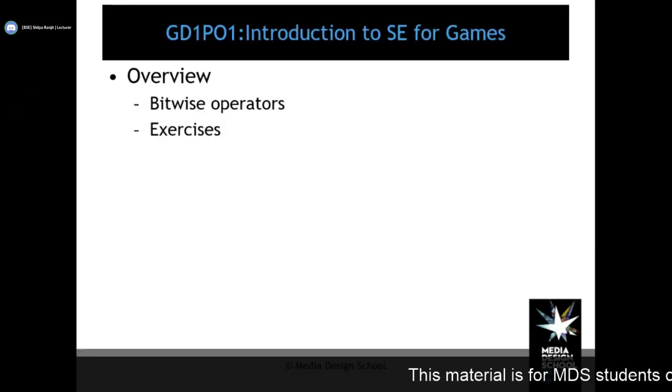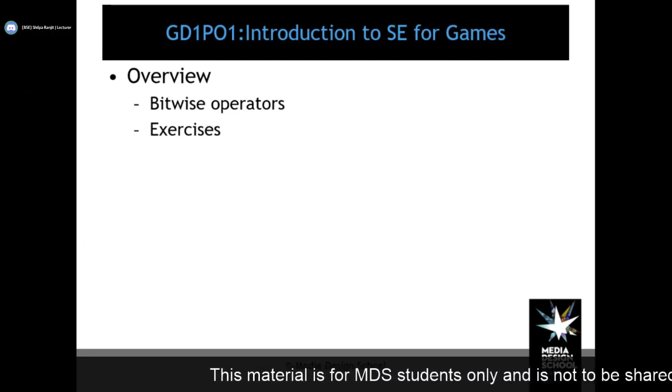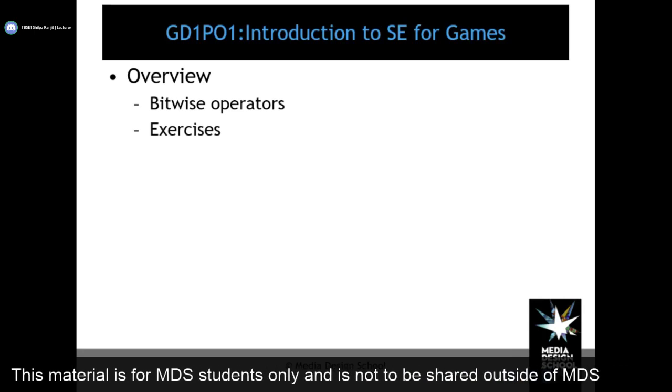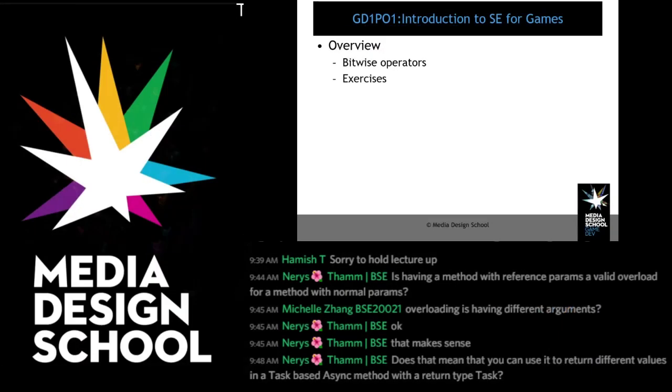So yeah, this is about bitwise operators. It's all dealing with bits. Do you guys remember how many bits make up 1 byte? I'm waiting for your answer. Eight. Yeah, that's right. So 8 bits make up 1 byte.